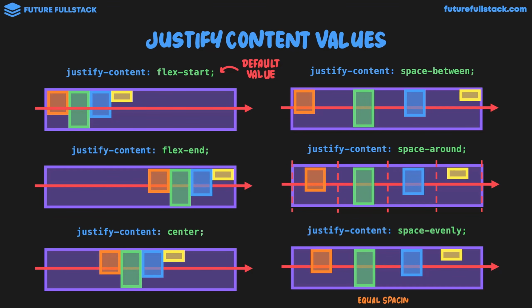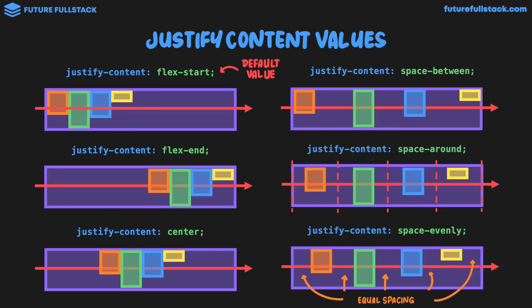So there's equal spacing between all our flex items. This is different to space around, where there isn't equal spacing between all the flex items and the edge of the container. So these are all the 6 possible values for justify content. And just to hammer the point home, justify content is all about spacing our flex items along the main axis.